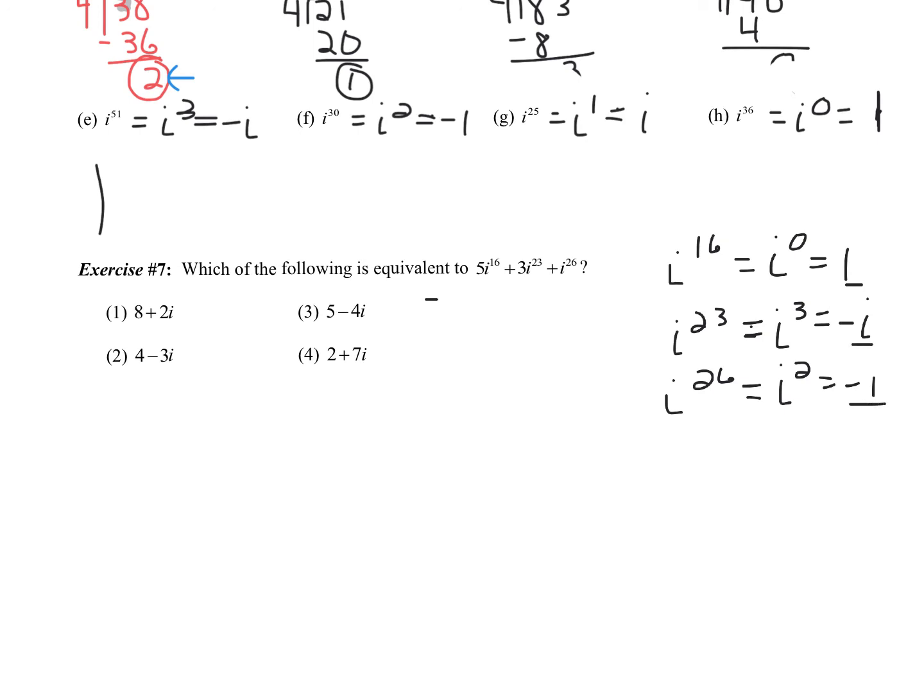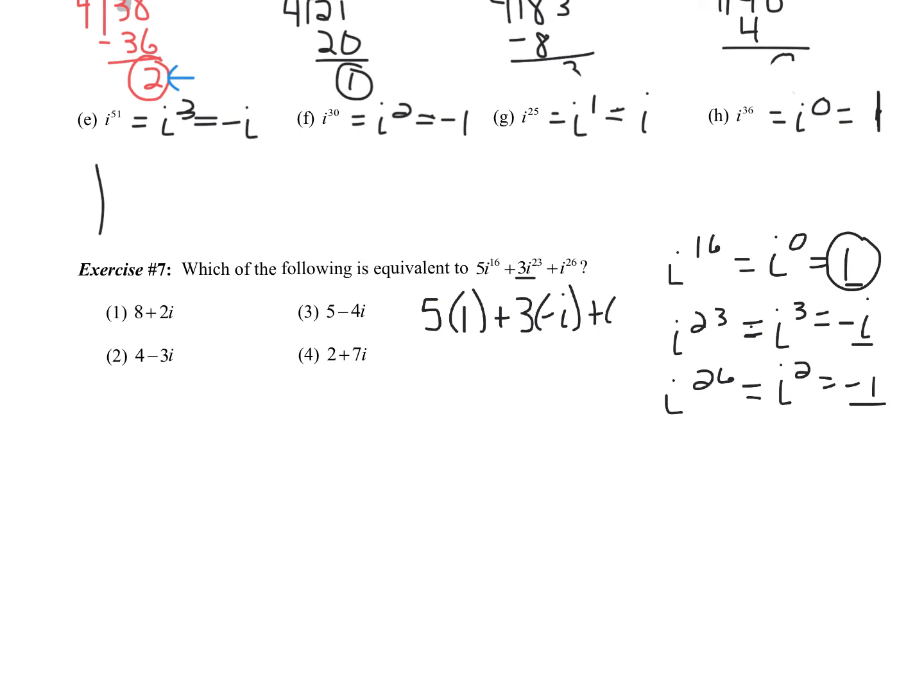So plugging those values in, I have 5 times 1 plus 3 times negative i. Now that parentheses is important. It's not 3 minus i. This is 3 times i to the 23rd, so this is 3 times negative i.